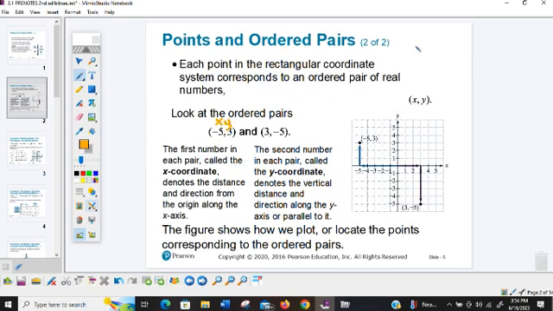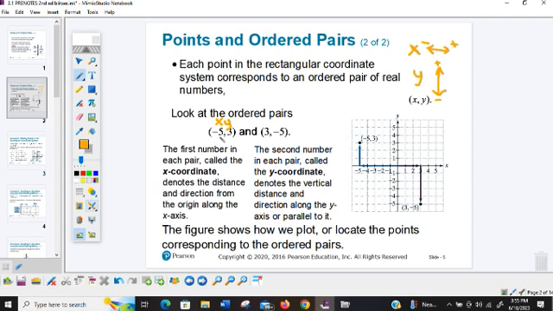Now the x numbers, those tell you to go right or left, okay? If the number is negative, you go left. If the number is positive, you go right. The y values tell you if you are going up or down. If it is positive, you are going up. If it is negative, you are going down. And you don't put your point on the graph until you've done both.